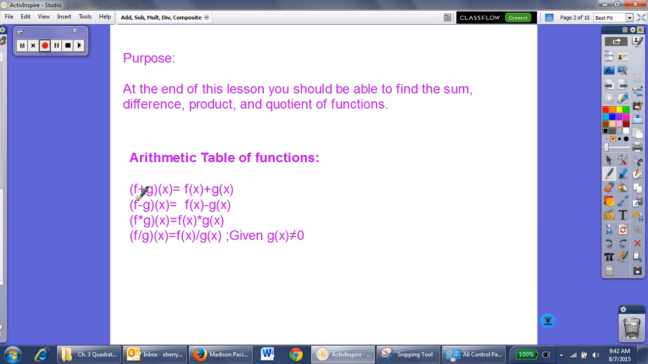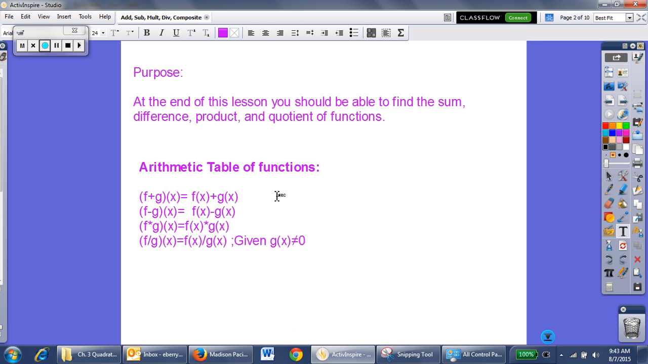So this is read f plus g of x. This means f of x plus g of x. So when we say this out loud, it may be helpful to have this down. This is f of x plus g of x. This is how we would say it out loud for the first one.